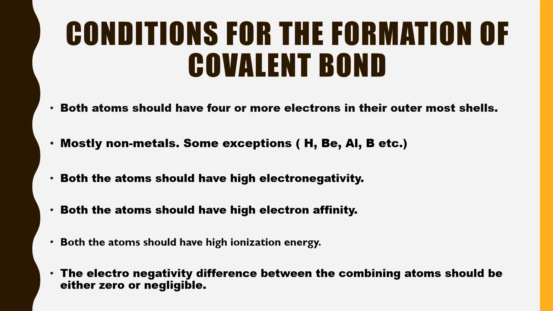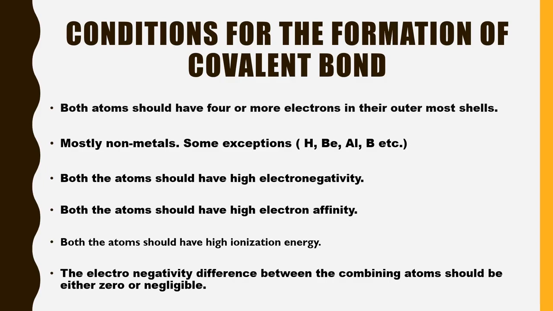Both the atoms should have high electronegativity. Based on the high electronegativity only, it is making a covalent bond. Then both the atoms should have a high electron affinity. High electron affinity means it readily accepts electrons. That is what acts for the making of a covalent bond.